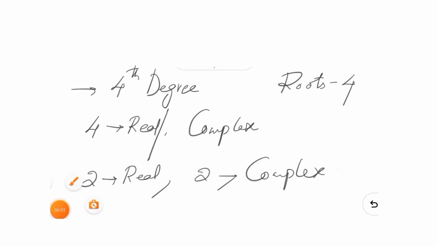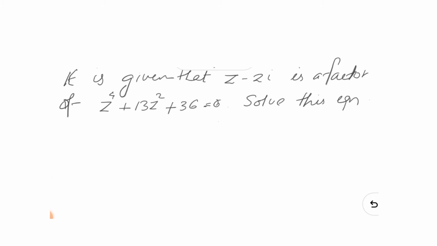Okay, so let's consider a question. It is given that z minus 2i is a factor of z raised to 4 plus 13 z squared plus 36 equal to 0. Solve this equation. Here z raised to 4 plus 13 z squared plus 36 can be considered as the dividend, and z minus 2i is a factor.